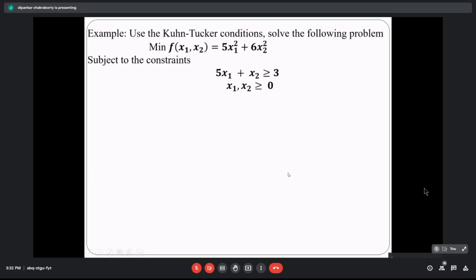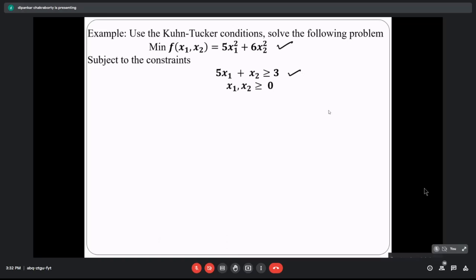You can see that here the problem is a minimization problem, and I hope you can understand that the problem is given in such a way that it is a standard minimization problem as well. First of all, you have to check whether this function is a convex function or not, and whether this constraint is a concave function or not. As the constraint is a linear constraint, obviously it is a concave function.